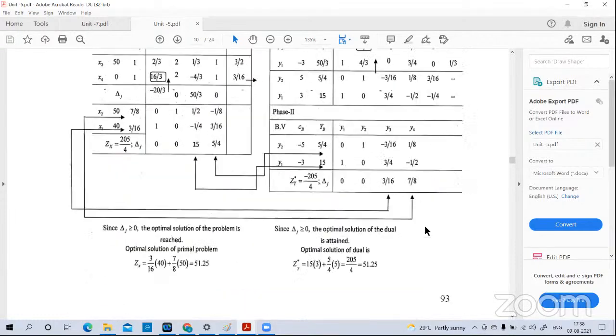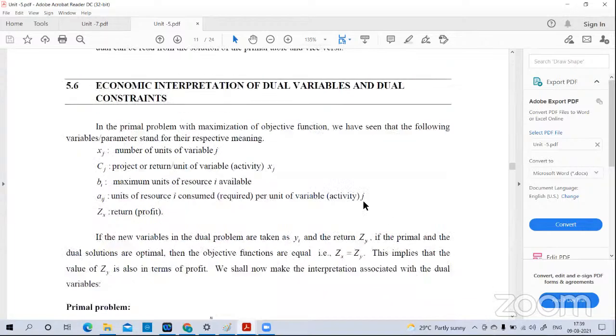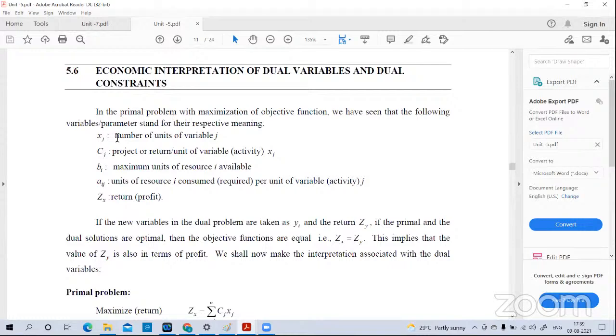Now, this is the original procedure. Next, the economic interpretation of the dual variables and dual constants. It's theoretical, and they may ask the question. What is that? X is the number of units of the variable, and the return per unit is Cj, the maximum units of resources, and aj is the units of the resources I consume and return to the profit. So this is the overall idea of the economic conditions.